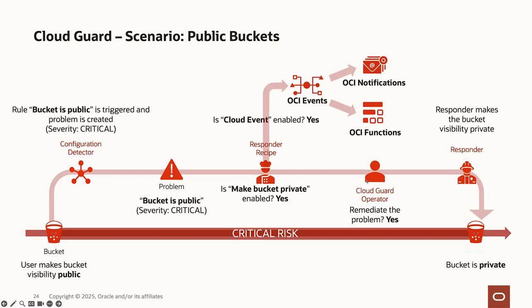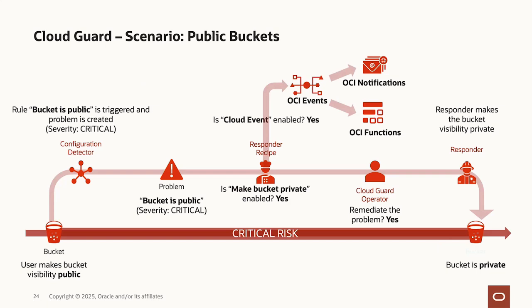And then we have our CloudGuard operator who can go in and remediate the problem. So in this case, we have a responder, and the responder is automated, and offers a one-click remediation. So that responder can make the bucket visibility private. You would just click remediate, and then from there, CloudGuard would make that bucket visibility private. And then the bucket would be changed to private, and that critical risk would be mitigated.